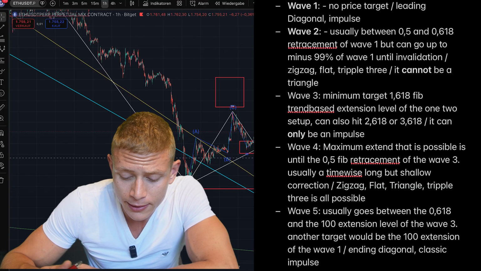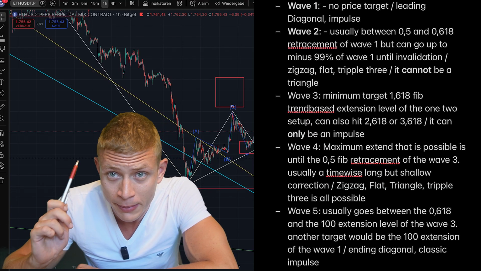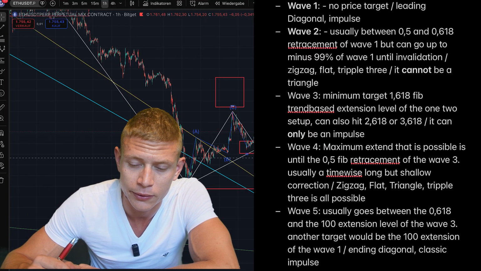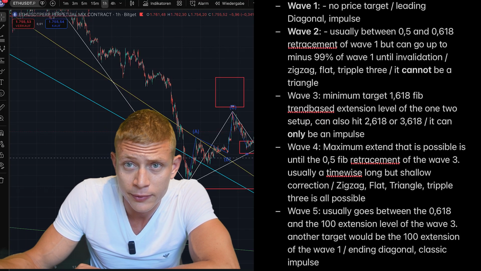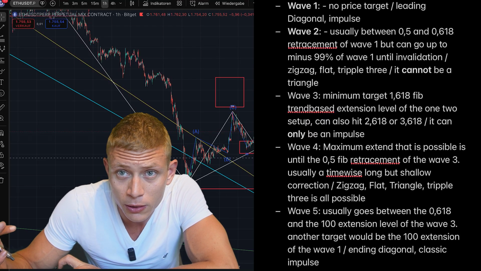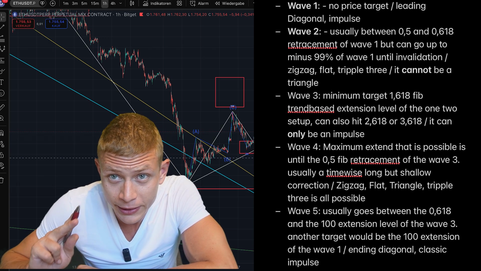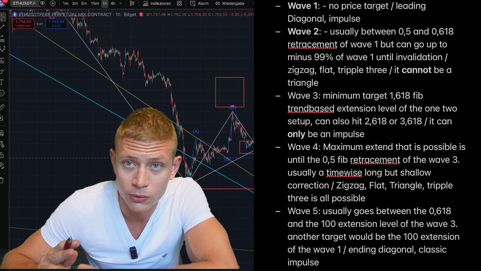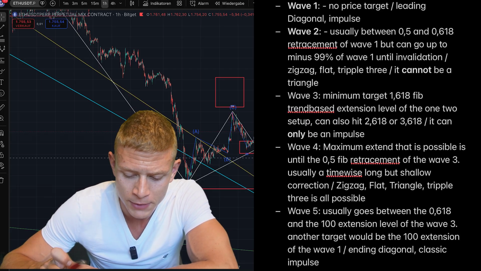Wave 3 has the minimum target of the 1.618 trend-based Fib extension, but you must remember this is only for a classic impulse. In a leading and ending diagonal it's not necessarily like that, okay? But in a classic impulse that's the minimum target, and it can even hit 2.618 or 3.618 depending on what the overall target is or which wave we are in overall. And the most important thing for wave 3 is it can only be a classic impulse. It cannot be anything else than a classic impulse. So wave 4 and wave 1 must never overlap within a wave 3, okay?